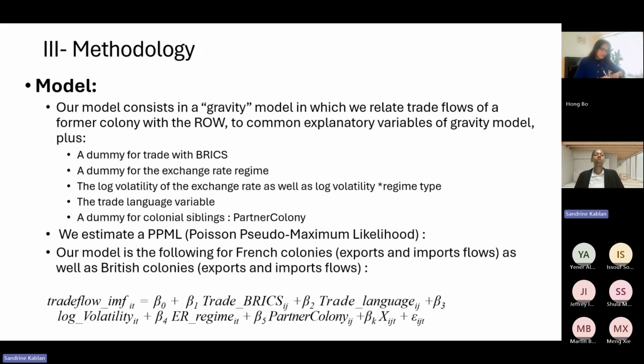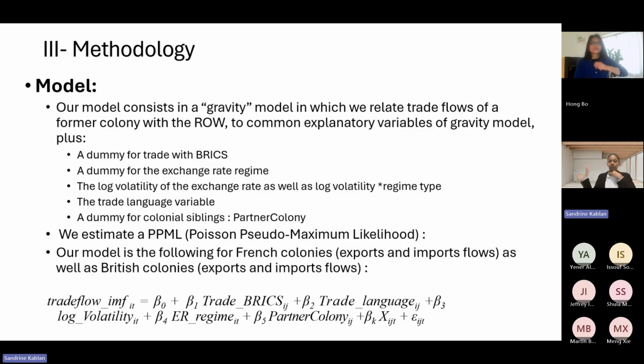So what we are going to do here is to run a model which is a gravity model. It's not really a gravity model because it's not about bilateral trade, but we wanted to analyze the impact of BRICS trade and other characteristics of BRICS trade on the trade flow of the former colonies. The dependent variable will be trade flow of the former colonies, exports and imports towards the rest of the world.